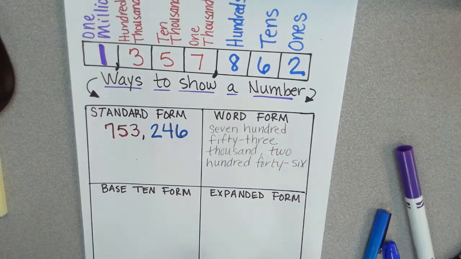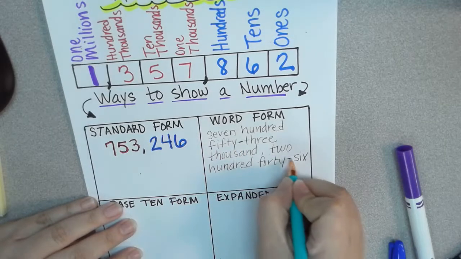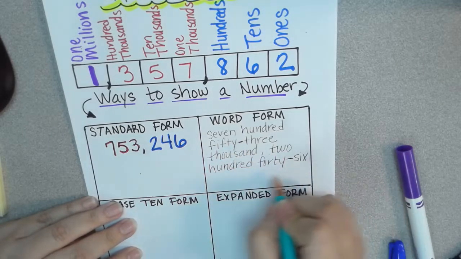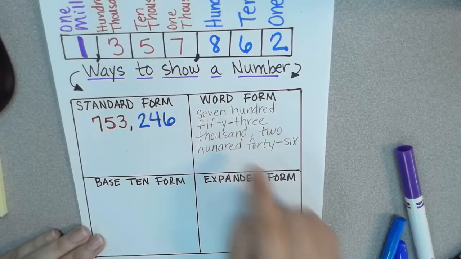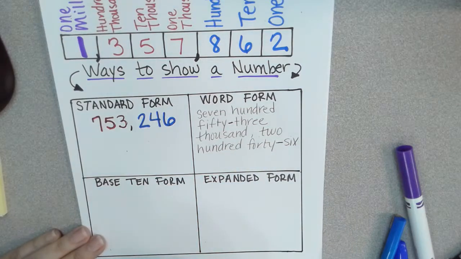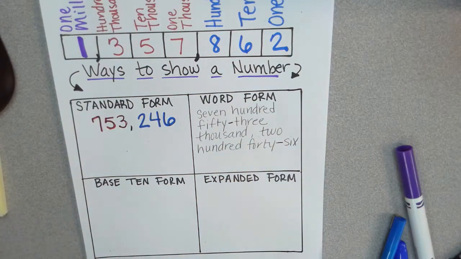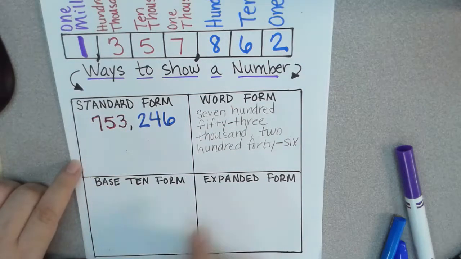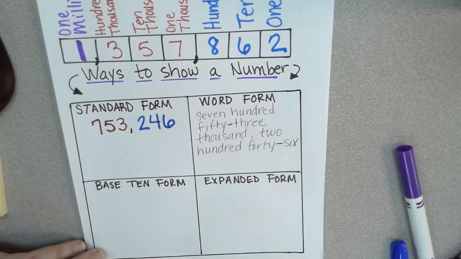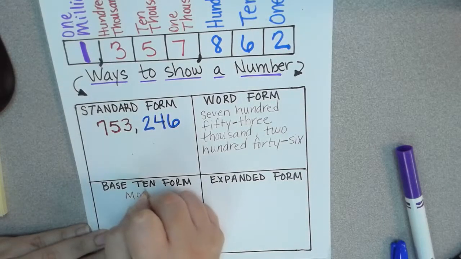Always remember that if you have a 2-digit number, you use a hyphen. This is called a hyphen right here. So 53, I use a hyphen. 46, I use a hyphen. So it's 753,000 246. And do not use the word and. That's when you're into decimals and all of that. But right now, you just have to know that it's 753,246.